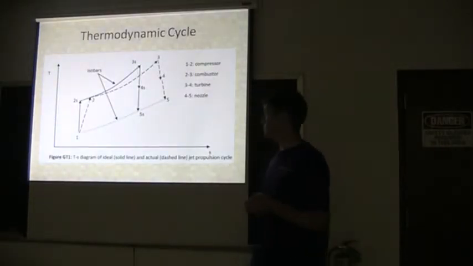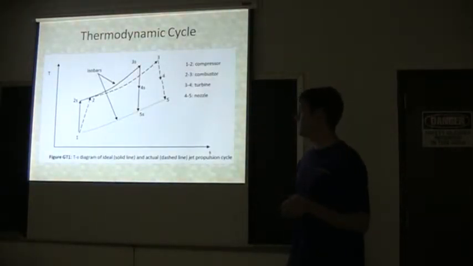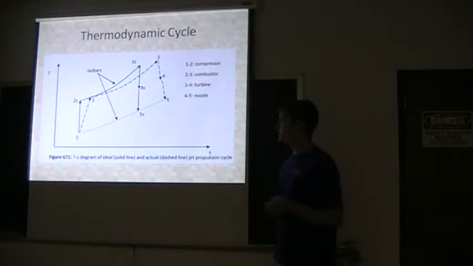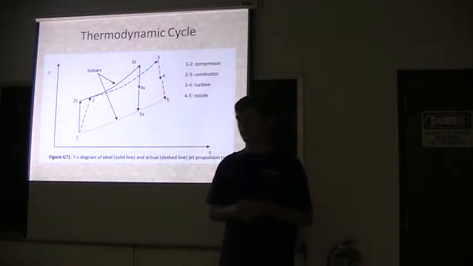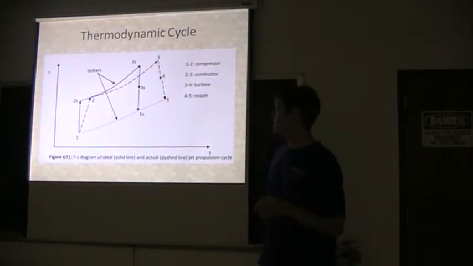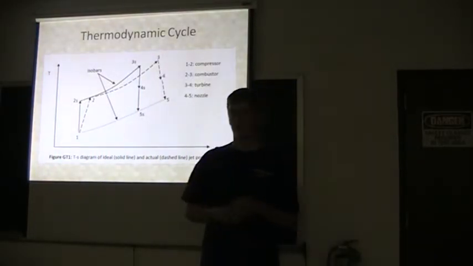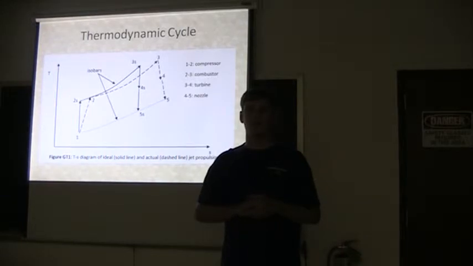This is a temperature entropy diagram of the cycle. Notice that the solid lines are theoretical, and the dashed lines are going to be more of your actual results. And you'll notice that the combustion and the nozzle work at constant pressure.